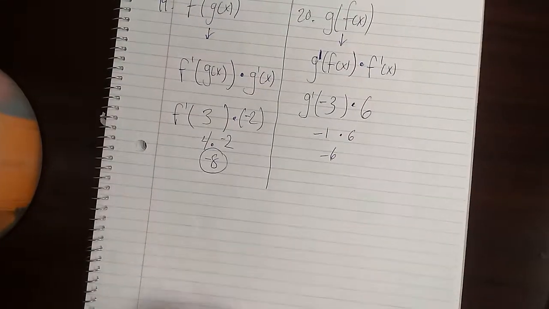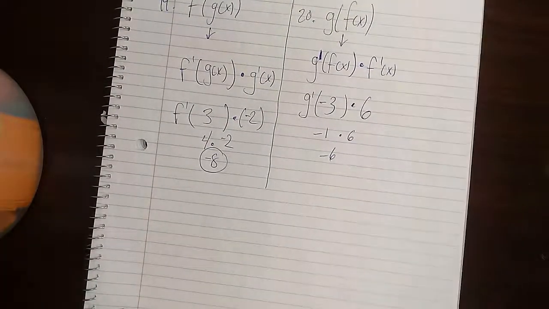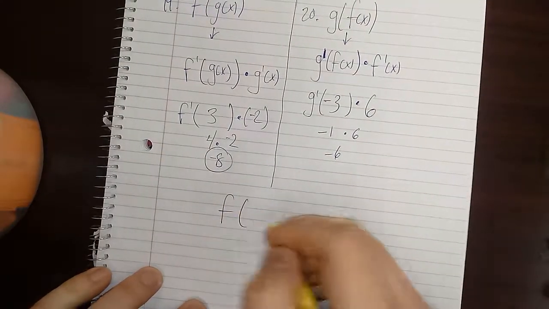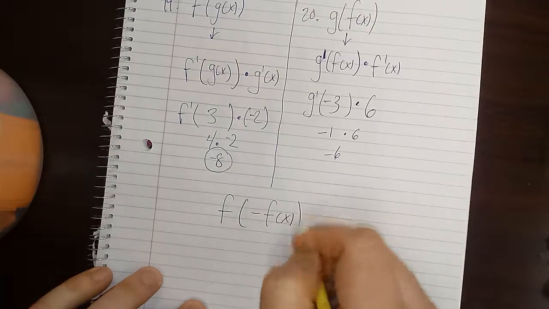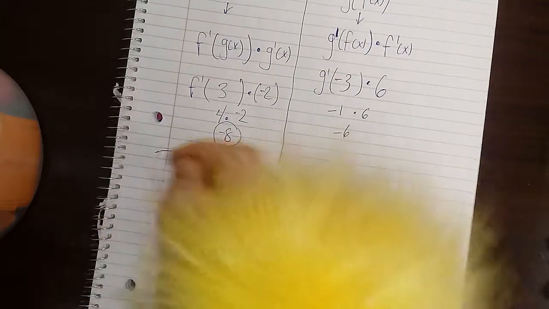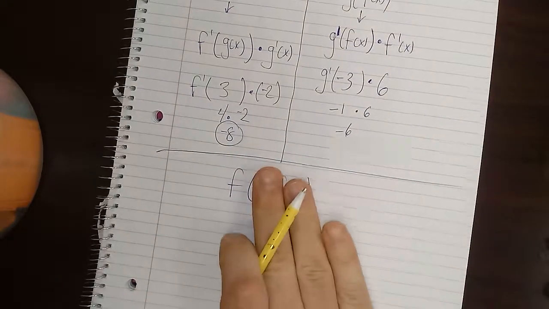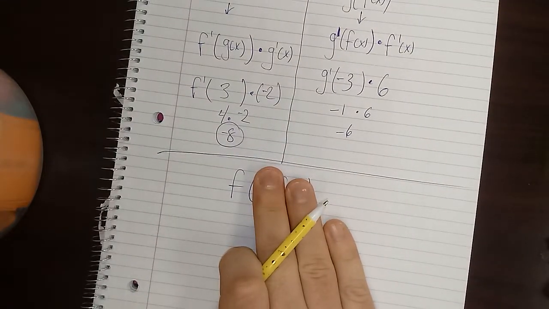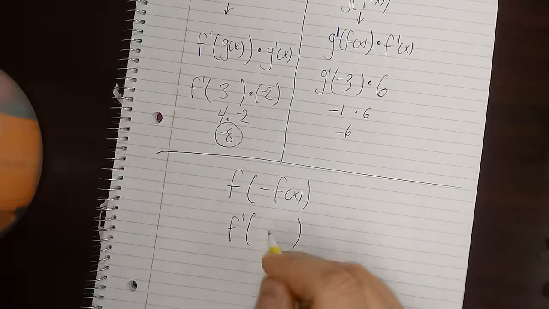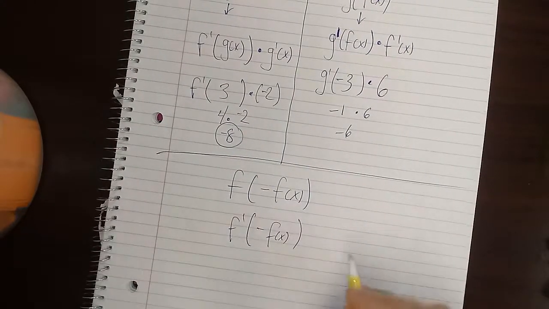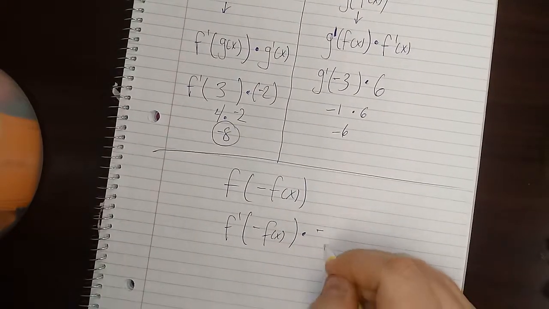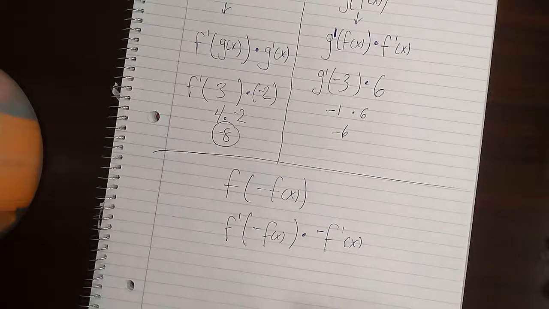And the final one that we have here is f of negative f of x, which is very strange looking. But check it out. Just start on the outside. So the derivative of the outside is f prime. So we'll write f prime of, leave the insides alone, negative f of x, times the derivative of the inside, which is just negative f prime of x.